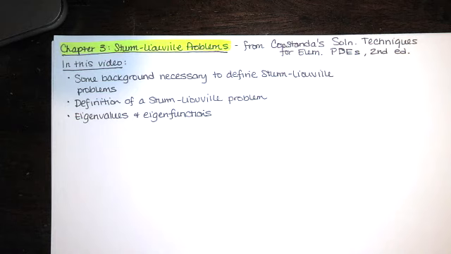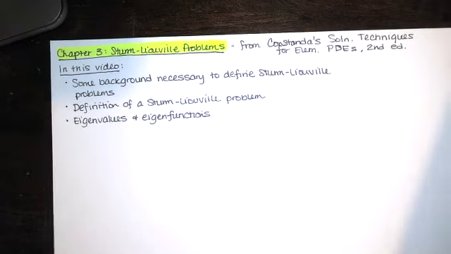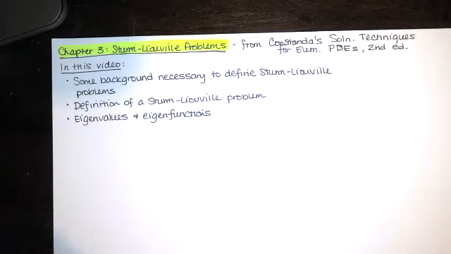We're going to talk about just some necessary background to define Sturm-Liouville problems. Then we'll discuss the definition of a Sturm-Liouville problem and show some specific examples, and we'll discuss eigenvalues and eigenfunctions. Now, if you've already seen these problems before, you can skip this video and go on to the next video where we'll actually be solving some Sturm-Liouville problems. But this is the necessary background to really understand what it is we're doing and why we're doing it.